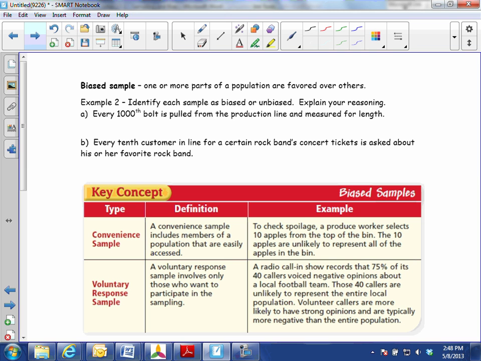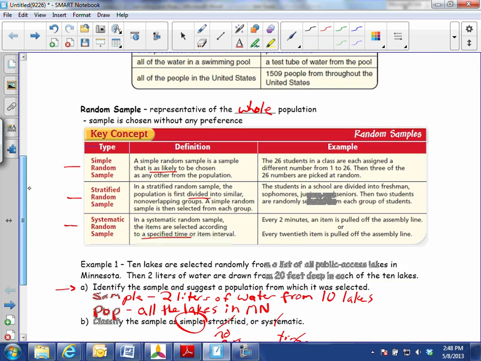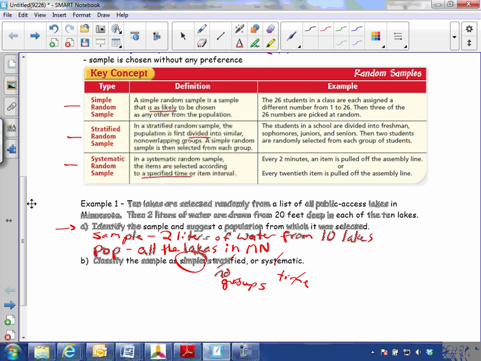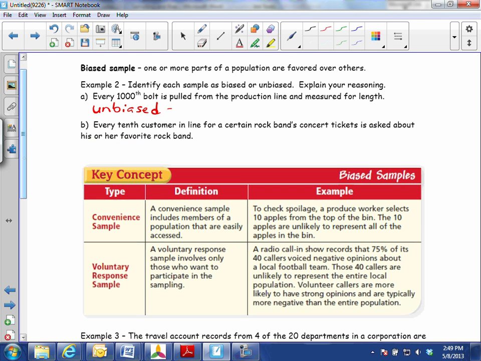Unbiased. Why? They don't decide which one is the 1,000th. It's not like they choose this one, this one, this one. It's just every 1,000th. So let's go back. I think it's easiest to say, what kind of sample is it? Systematic random. Yes, it's a systematic random sample. So that means it's unbiased.